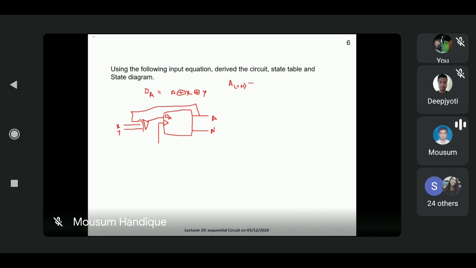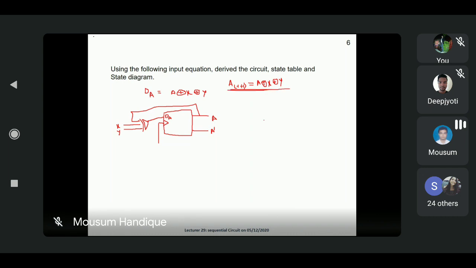So we can write this particular equation this way. It converts to this fashion: A XOR, sorry, this one is the XOR symbol, X, and this one is Y. Using the binary combinations 0 0 to 1 1 of A, X and Y, we get the next state from this equation.